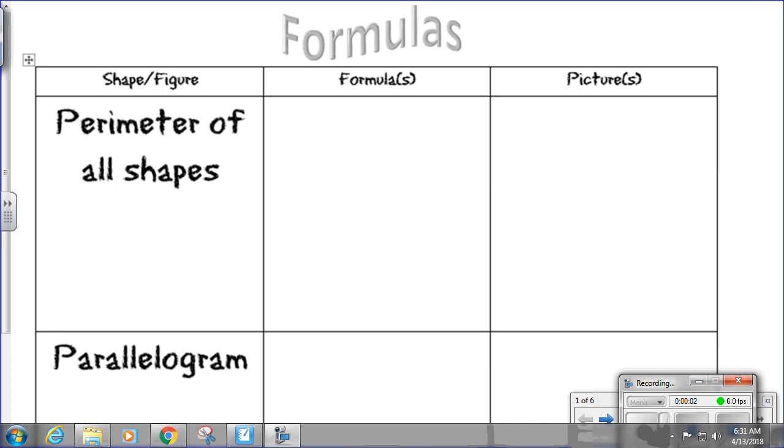Today I'm going to give you all the formulas that you're going to need for the entire unit. So this is going to be a great reference tool. Try not to lose these. These are the first couple of pages in your new packet.